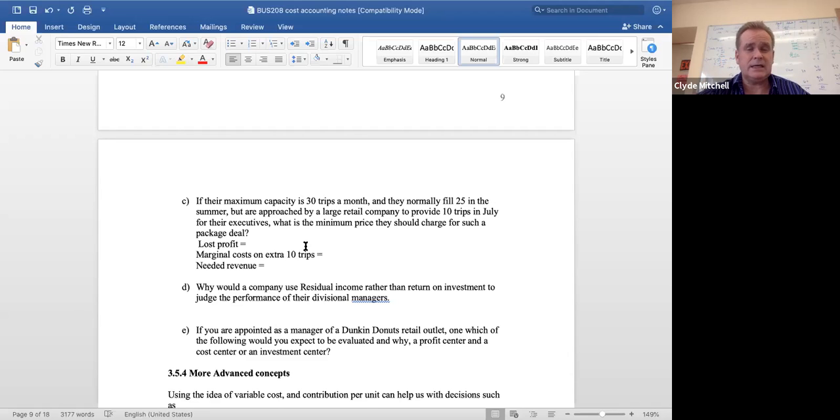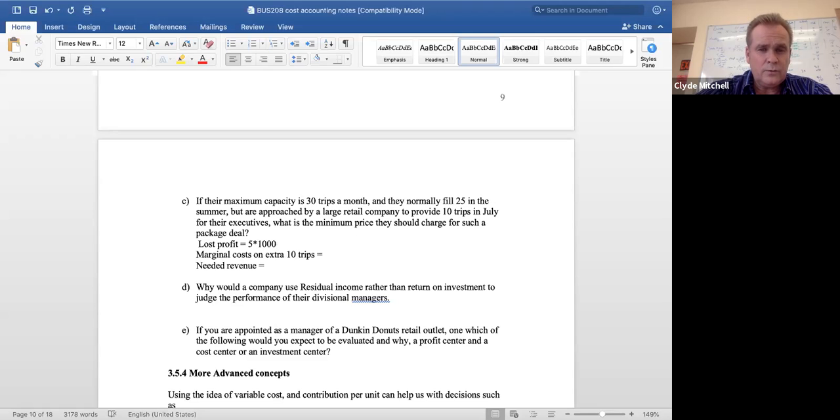Okay, so getting back to number C. In this case, they say their maximum capacity is 30 trips a month, and they normally fill 25 in the summer. But they've been approached by a large company that wants to do an executive trip. And they want to know what the minimum amount they should charge for this package deal. Well, they want 10 trips. Technically, they've only got 5 spare trips. So they would have to sacrifice 5 trips. And those 5 trips, if we're looking at the revenue side alone, they would be bringing in a total of $1,000 on those. We could also look at profit, but that's the revenue side.